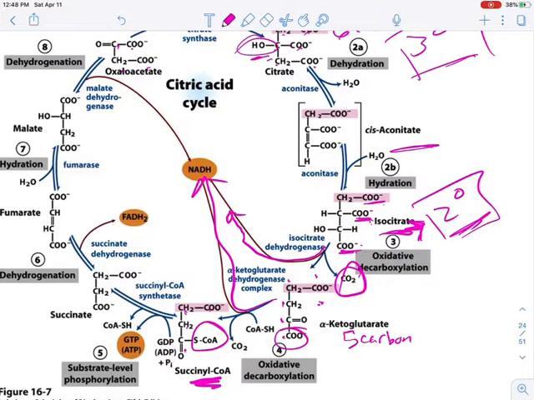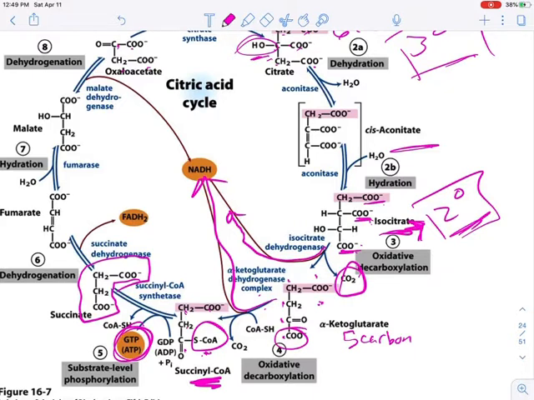And then very similar to pyruvate oxidation, the alpha-ketoglutarate dehydrogenase complex is very similar to pyruvate oxidation in terms of forming the succinyl-CoA. So then we're going to hydrolyze the succinyl-CoA, get rid of the coenzyme A, and that process creates ATP, and then forms a free succinate.